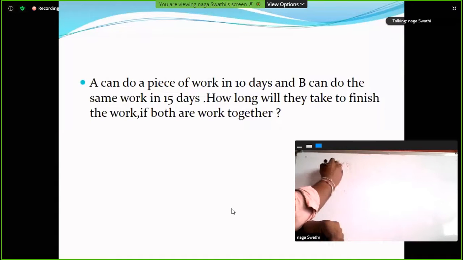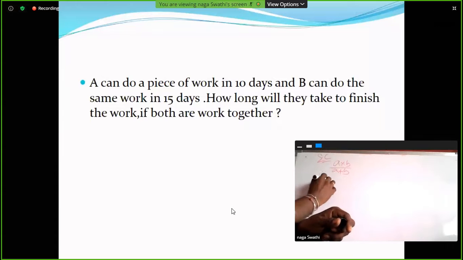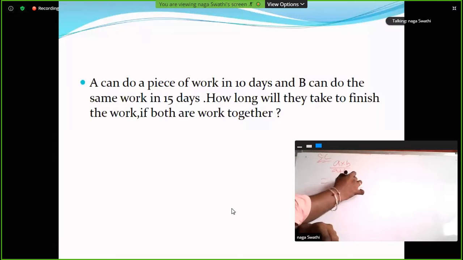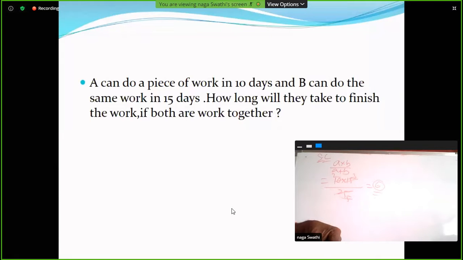Simple? So here, A into B by A plus B. So 10 into 15 by 10 plus 15, 25. 5 threes, 5 fives, 5 ones, 5 twos. Answer 6 days.